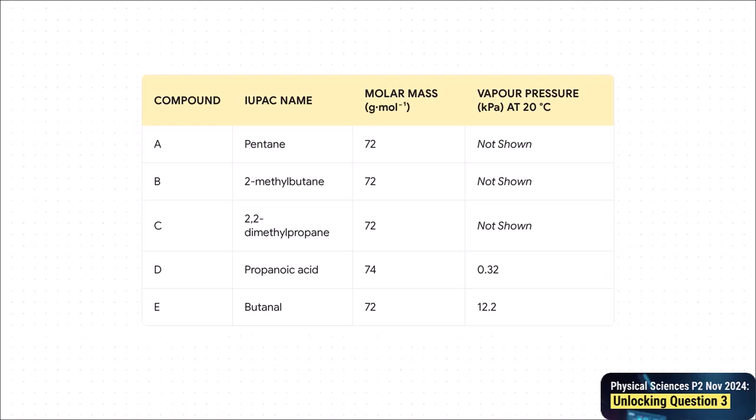Now, what's the first thing you notice? Look at their molar mass, all 72. That is a massive clue right there. It tells us they're isomers. Then you've got compound D, propanoic acid, and compound E, butanal. And you'll see the vapor pressures for A, B, and C are missing. That, my friends, is our first puzzle to solve.